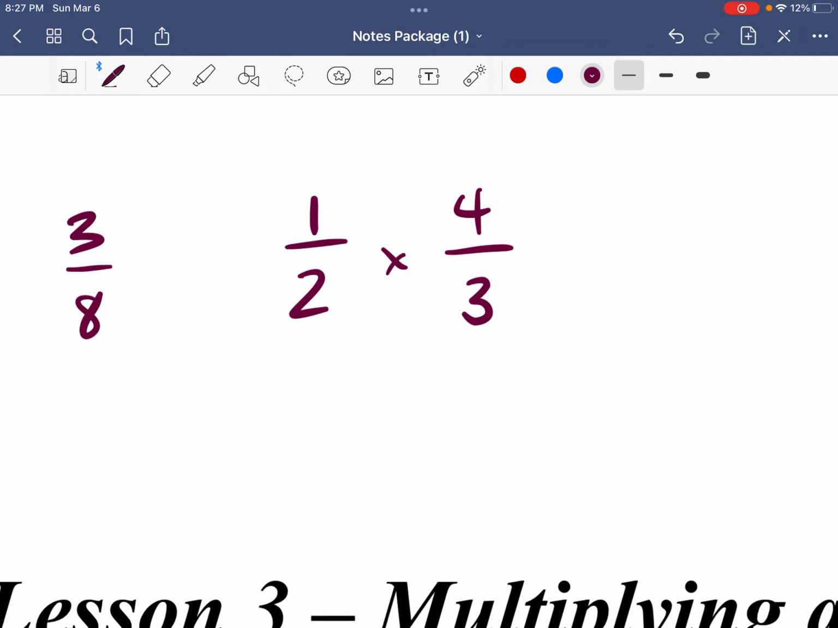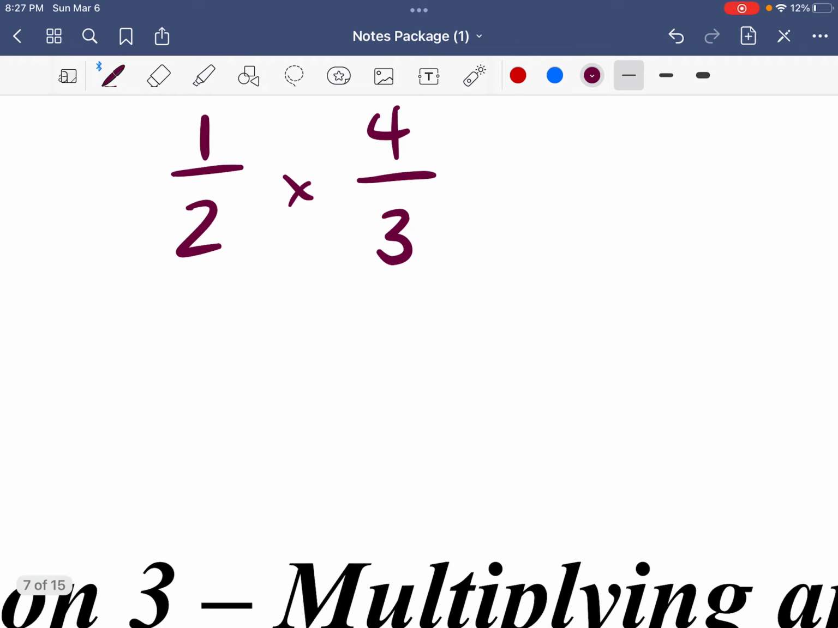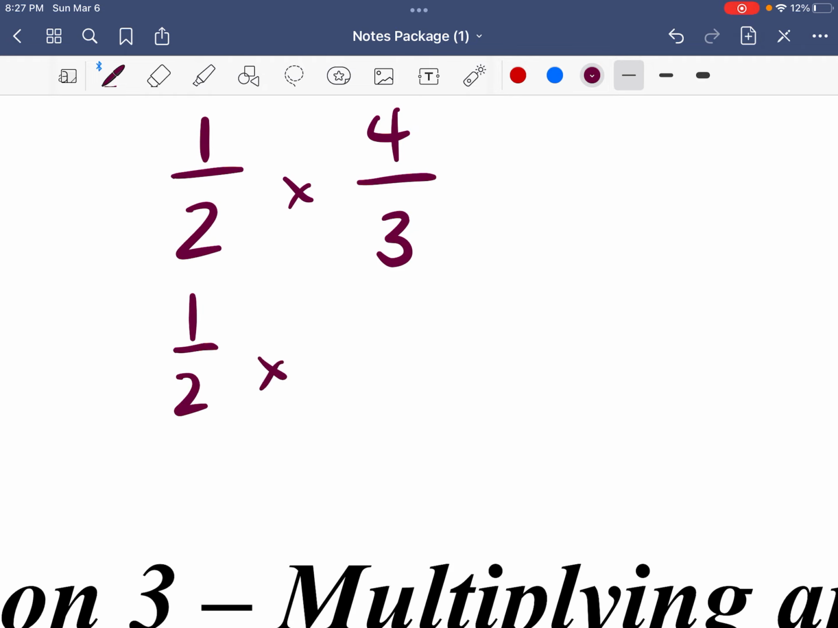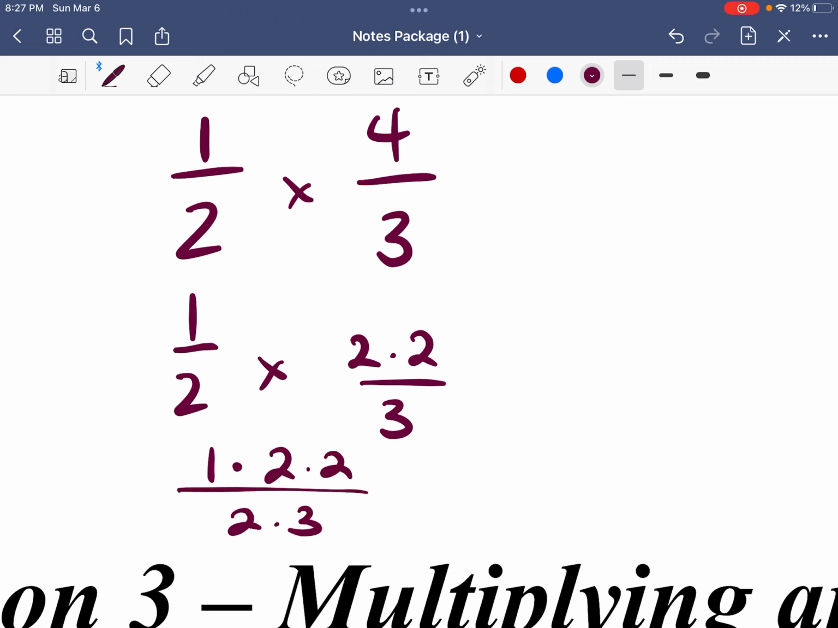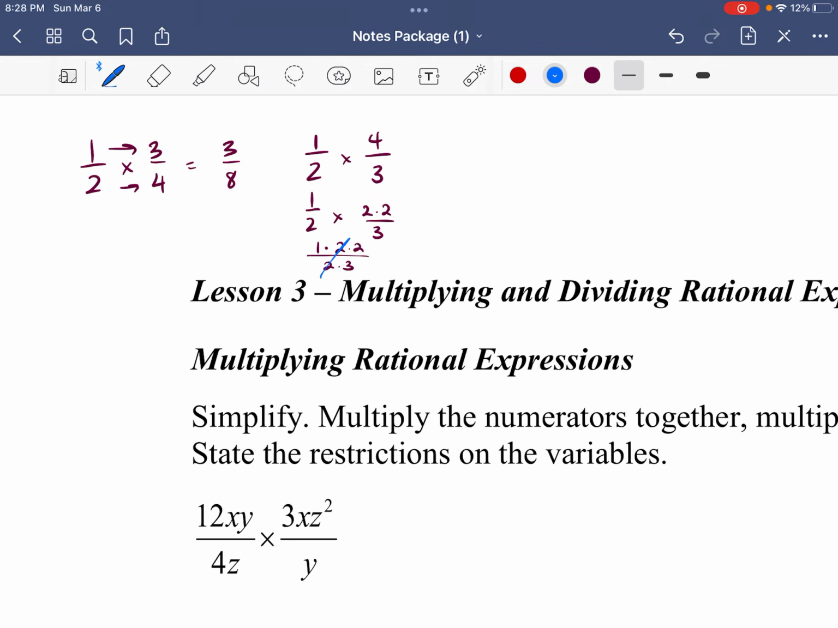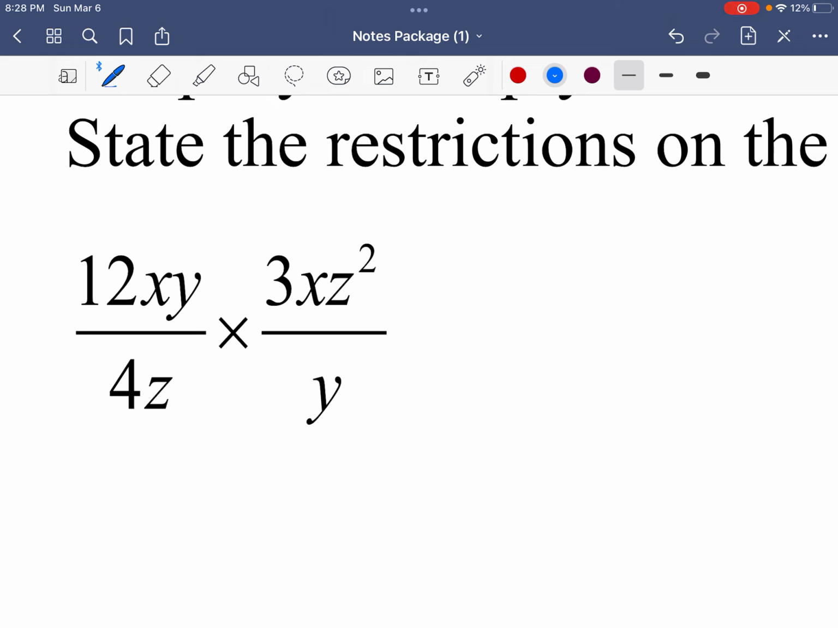Let's take a look at this 4 here. This would be equivalent to 4 is the same as 2 times 2/3. Okay, and if we put that all together, the numerators, you can see that part of the numerator and part of the denominator will simplify to 1. So let's keep that idea in mind when we do this here. So multiply the numerators together, multiply the denominators together, and then reduce.